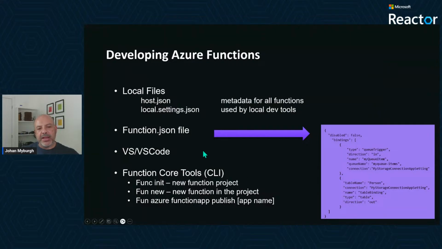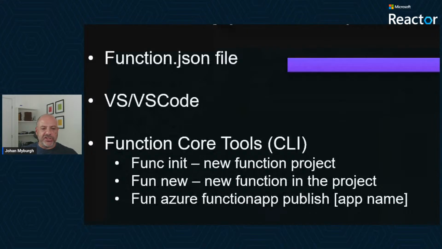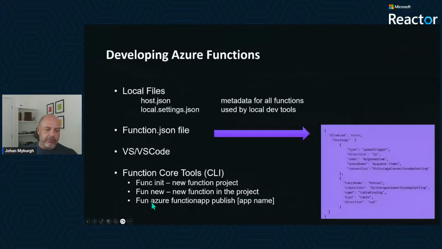I mentioned func init, which will initialize a new project structure, func new, and then also, if I wanted to publish, I can run the... that's not fun actually. Apologies for that. Func new, and then lastly, func azure functionapp publish and the app name. So I'm going to see if I can just pull something like that through here.